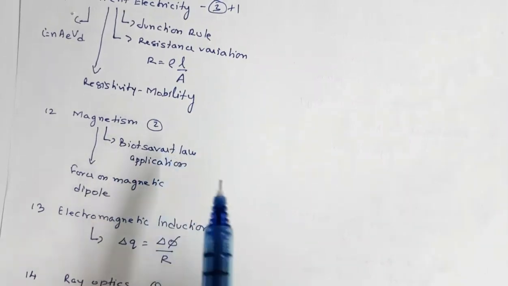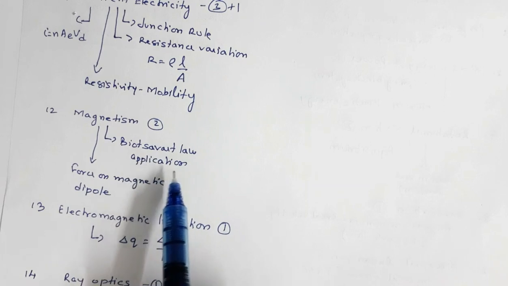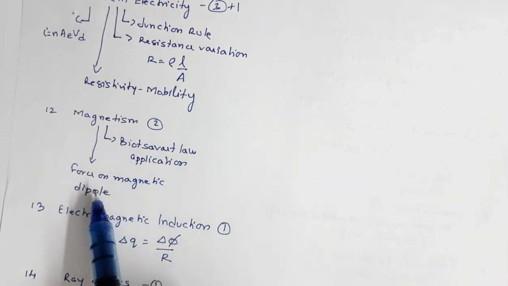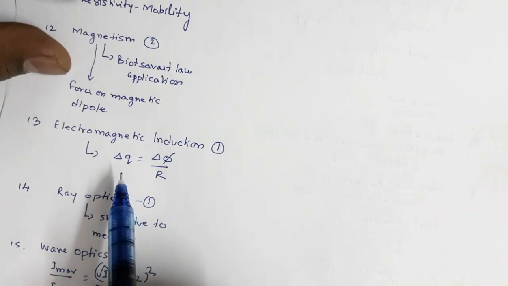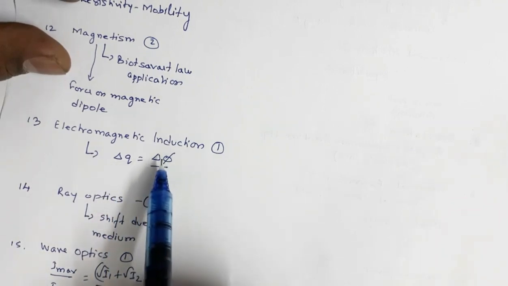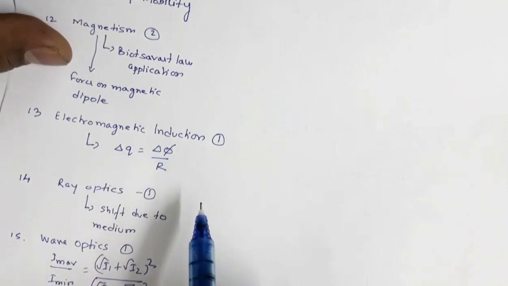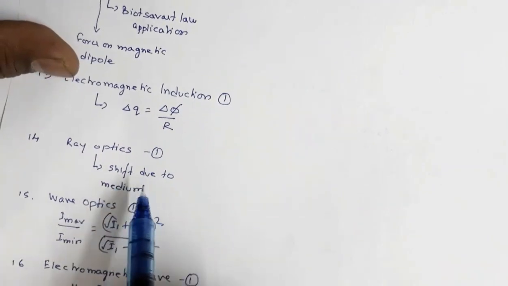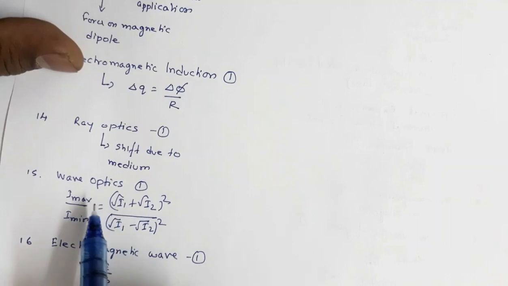From magnetism, that is magnetic effects of electric current, there was one question based on application of Biot-Savart's law and one question on force on a magnetic dipole. From electromagnetic induction there was one question, the relation delta Q is equal to delta phi by R. When flux changes by delta phi, the charge that flows depends on this relation. R is the resistance. From ray optics there was one question, that is shift due to insertion of a medium.